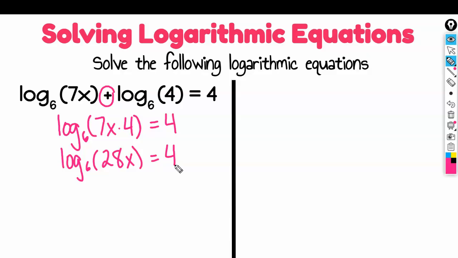Well, I have to get rid of the log. But the way I get rid of a log is by doing the opposite of log, which is an exponential. So we're going to bring back our exponential to logarithmic, going back and forth formula that we had a few lessons ago. We are going to use it for this scenario when I have a log on one side but not the other side.